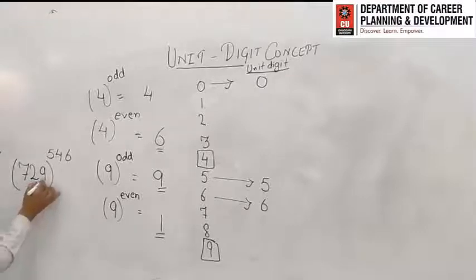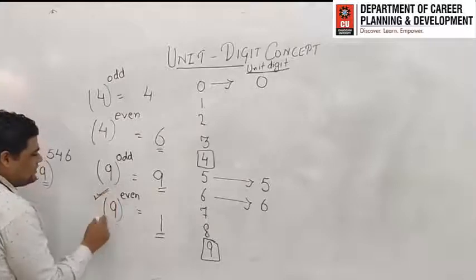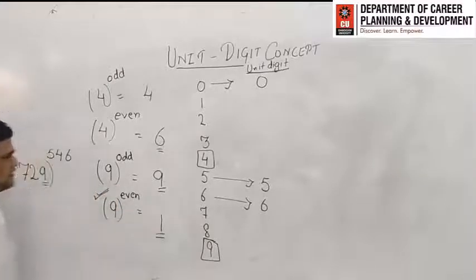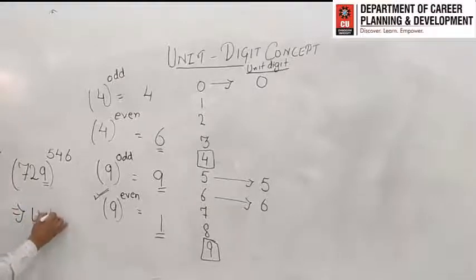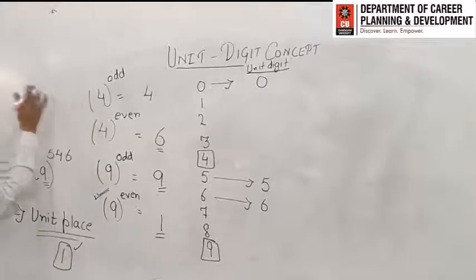So here the number is ending with the digit 9, the unit place digit is 9, and the power is even. Whenever the number is ending with 9 and the power is even, the number at the unit place will be 1 in this case.